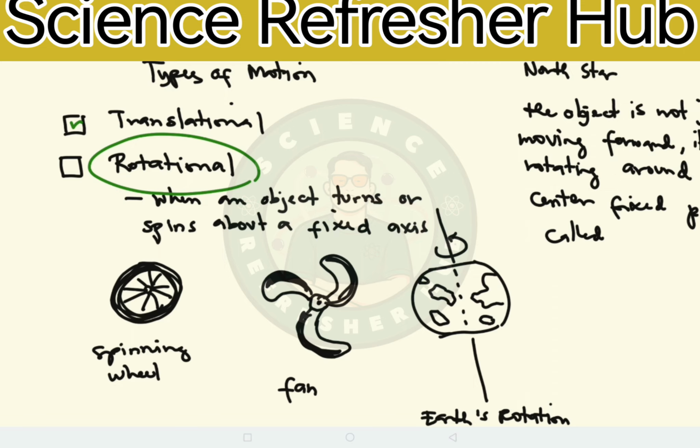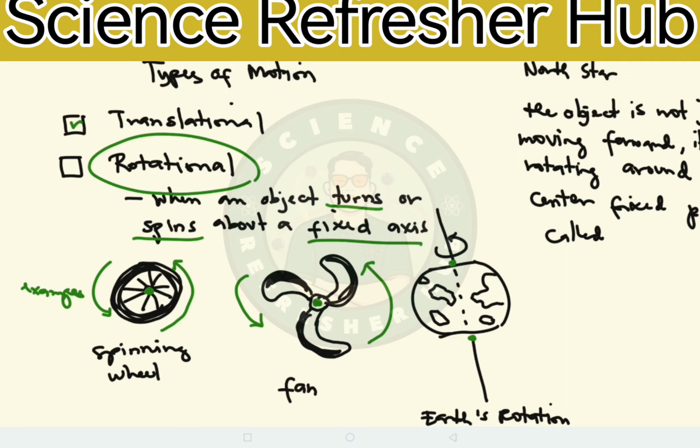Okay, so when we say rotational motion, it is when an object turns or spins about a fixed axis. So when you have a fixed axis and that object is turning or spinning, that's rotational motion. Just like these examples here. We have a spinning wheel. This is the fixed axis, and then it rotates in whatever direction. We have a fan. This is the fixed axis, and it will rotate in a counterclockwise or clockwise direction. And we also have a fixed axis of the earth.